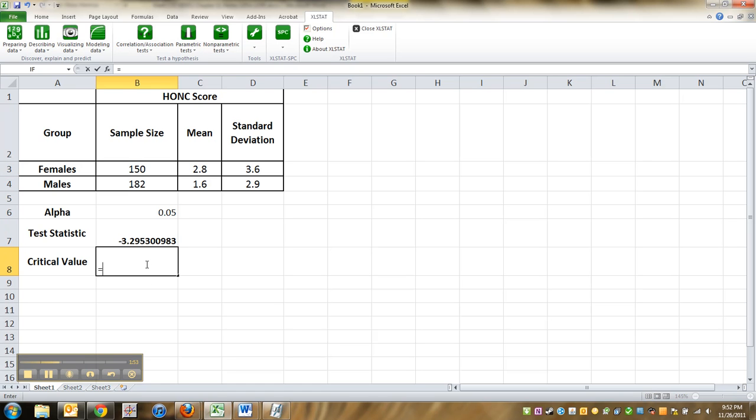Now, I'm lucky because I have the new Excel. My Excel is Excel 2010. So I can do T.INV.2T because this is a two-tailed test. I can just tell it 0.05 and it knows to cut that in half and all of that. And then I can say 150, take away 1. There we go. That's my critical value.